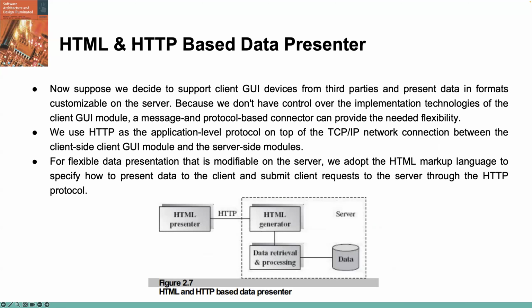Now, if we want to support third-party client GUI devices, we need more flexibility in how the data is represented and handled. Since we can't control the technology used by the third-party clients, we will use a message and protocol-based connector. This will allow the client and server to communicate regardless of the client's implementation. To achieve this, we use HTTP over the TCP/IP network. The client sends a request and receives the data in a flexible format, with the server handling everything. For customizable data presentation, we use HTML to specify how the data should be shown and allow the client to send requests to the server through HTTP.